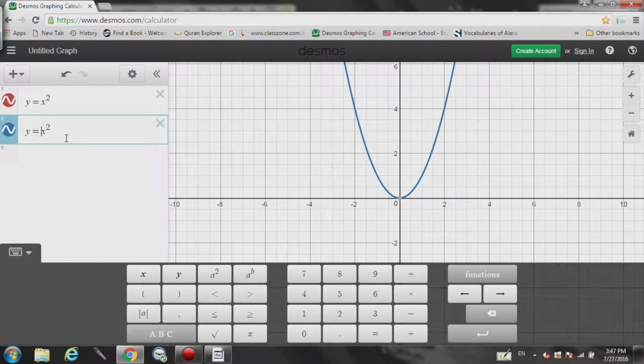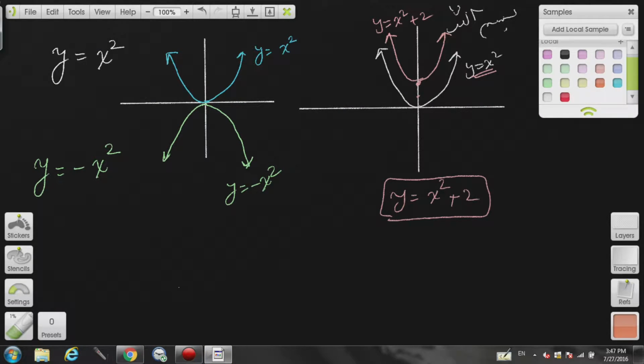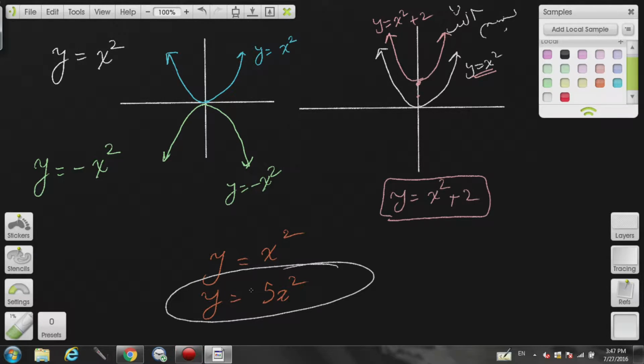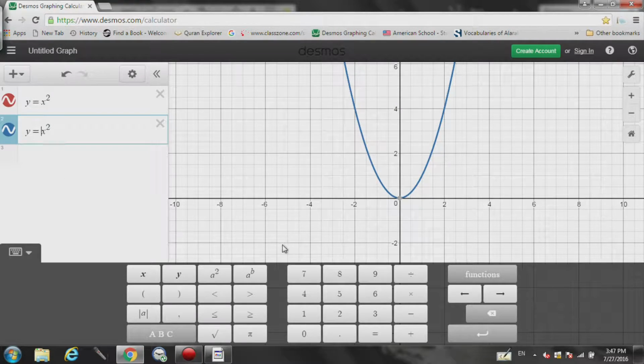Now, let me ask you this. Assuming you wanted to get paid and you like to make money so you can give some of it to charity, would you rather be paid y equals x squared, or would you rather be paid y equals 5 times x squared? Yes, you'd rather be paid 5x squared, right? So what's the difference between y equals x squared and y equals 5x squared? I'm going to put a 5 there. What do you think it's going to look like?